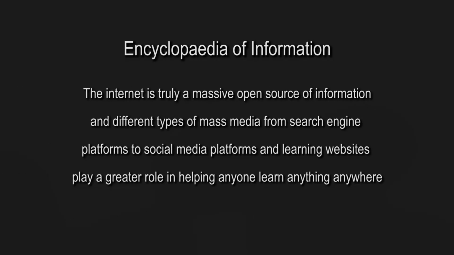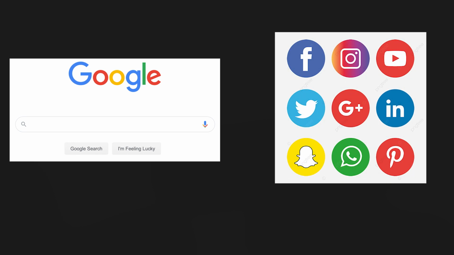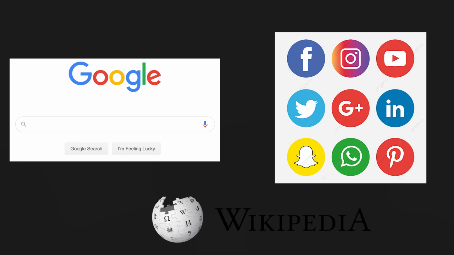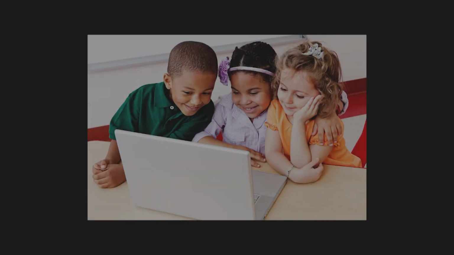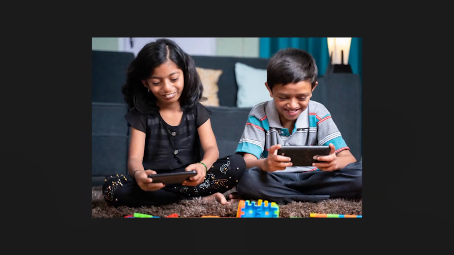Mass media is also an encyclopedia of information. It is truly a massive source of open information and open learning. From search engine platforms to social media platforms, learning websites and learning outcomes are huge from the media. And there have been certain empirical studies conducted that show that children today learn much more from mass media than in schools or other educational institutions.